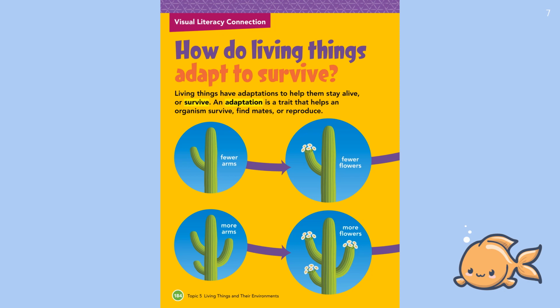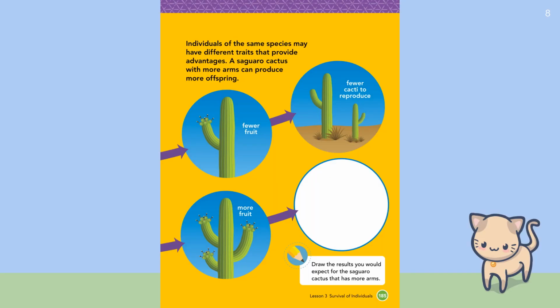So basically what this flowchart is telling us is that the fewer arms a cactus has, the fewer flowers it will have. The more arms a cactus has, the more flowers the cactus will have. And here our flowcharts continue. Individuals of the same species may have different traits that provide advantages. A saguaro cactus with more arms can produce more offspring. So the first cactus over here, we see fewer fruit. And over here, we see fewer cacti to reproduce. Down here, we see more fruit.